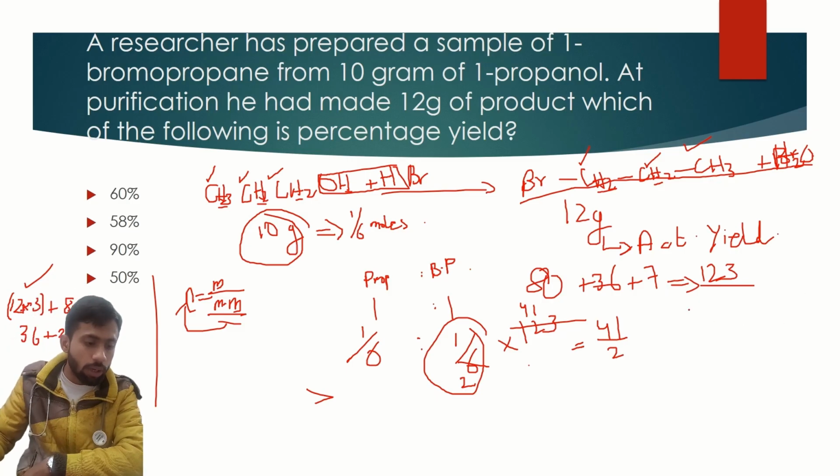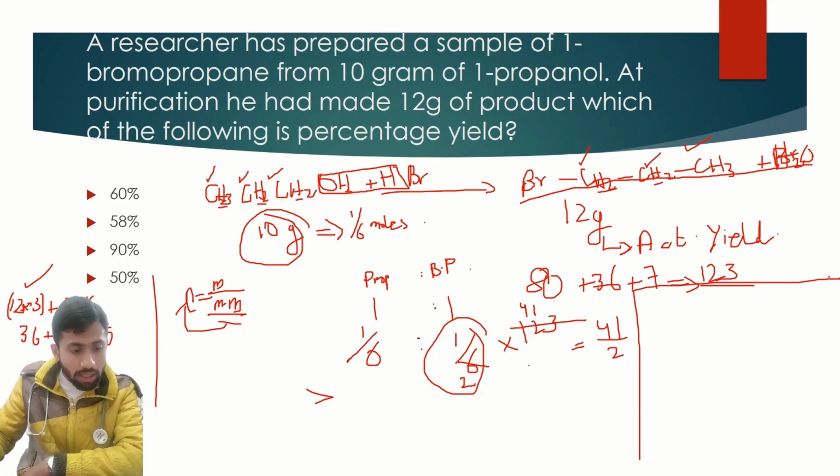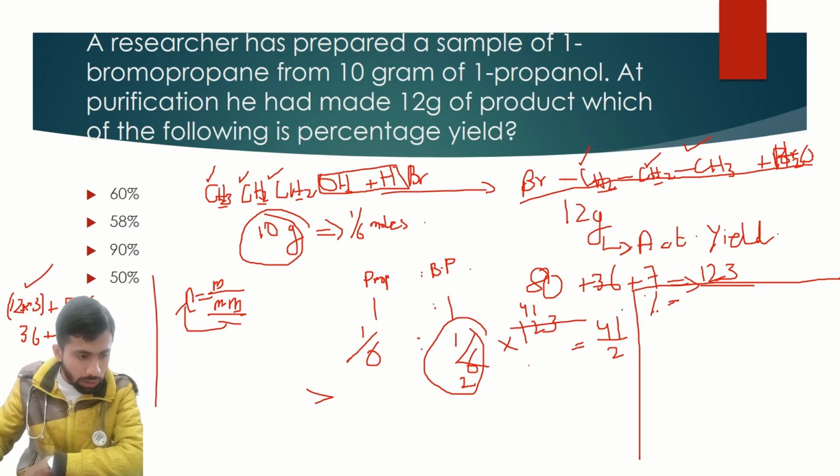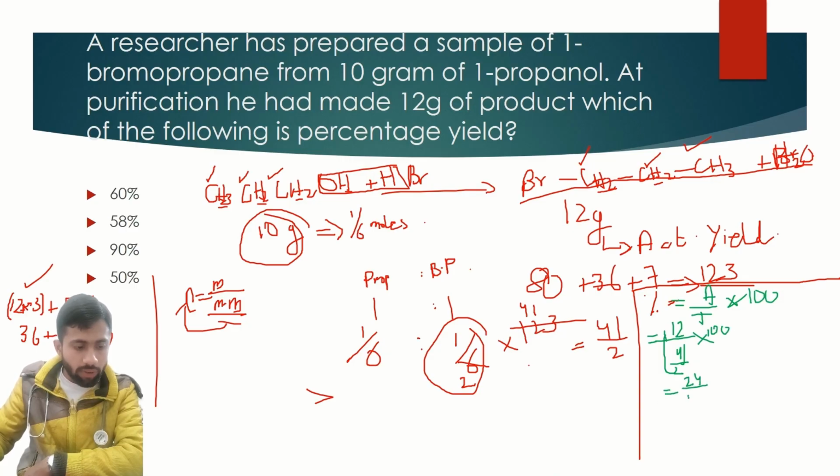Now let's apply the formula that is over here in a small portion. That is percentage yield is equal to, let's change the color. Okay, let's change it to green. Percentage yield is equal to actual yield divided by theoretical yield multiplied by 100. We have discussed it in our part 3 video. So percentage yield will be equal to what is actual yield, that is 12 grams. What is the theoretical yield, that is 41 by 2. Now this 2 is denominator of denominator, so it will move into the numerator, but in our next step. So it is equal to 24 divided by 41 multiplied by 100.